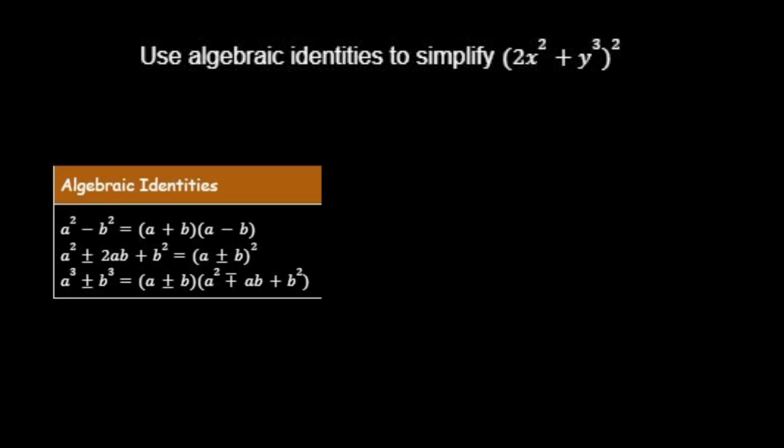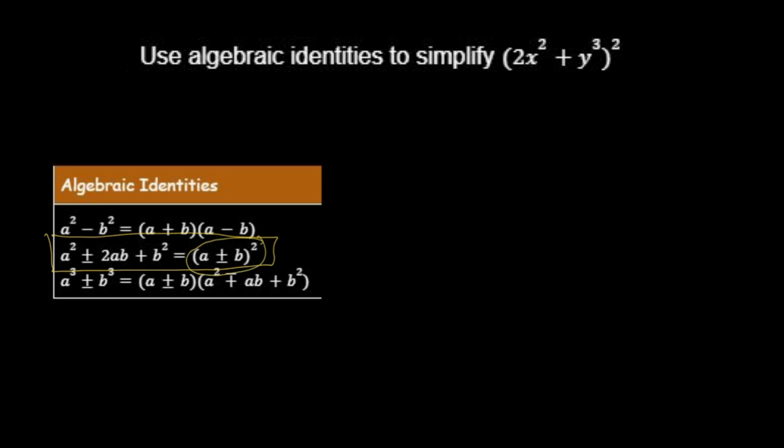In this example, we're supposed to use identities to simplify the expression (2x² + y³)². So the first thing I'll have to do is identify which identity this is going to follow. Since we have a binomial squared, we're going to be using the one that has the binomial squared.